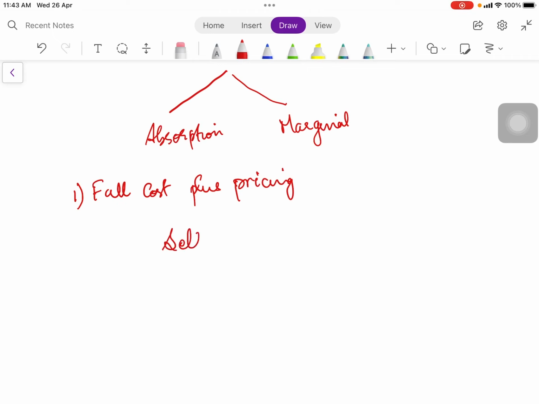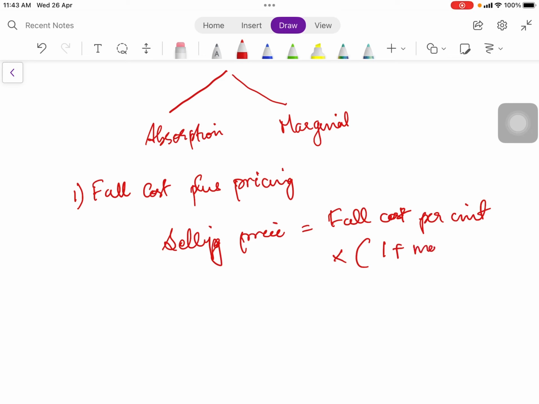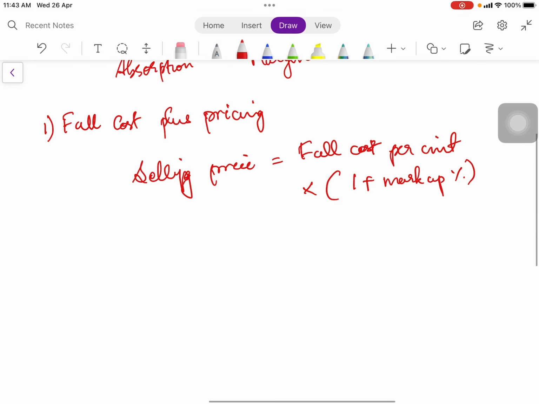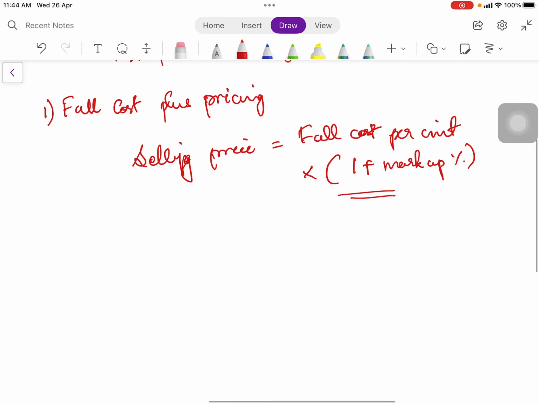Then the selling price is going to be the full cost that has been calculated, multiplied by 1 plus whatever the markup percentage is. The markup percentage is always in decimals, or alternatively you can do 100 plus the percentage. This one is a bit easier than when you show them in percentage.